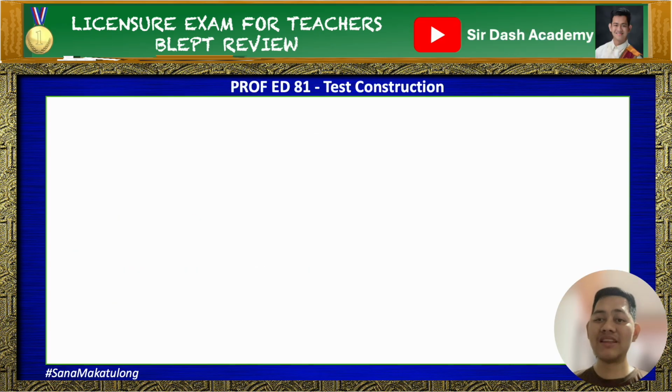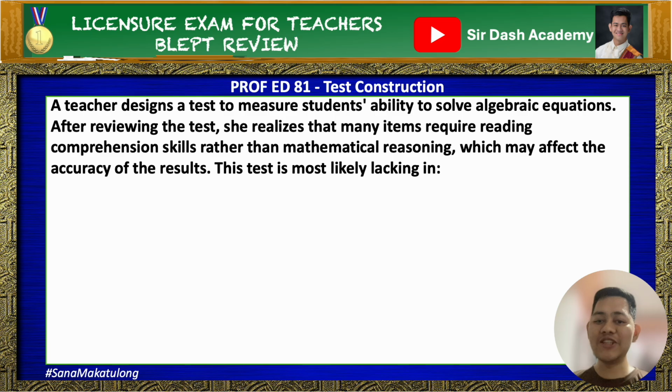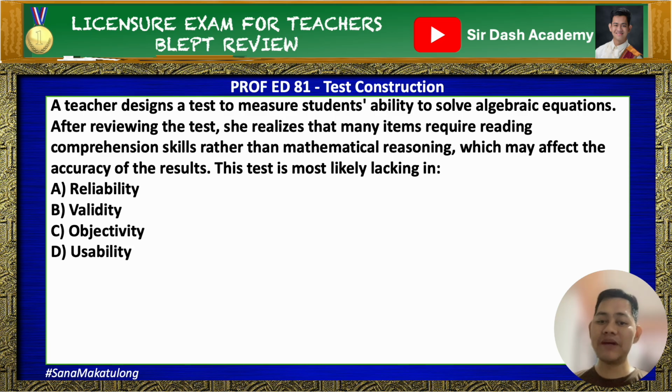Prof Ed 81, Test Construction. A teacher designs a test to measure students' ability to solve algebraic equations. After reviewing the test, she realizes that many items require reading comprehension skills rather than mathematical reasoning, which may affect the accuracy of the results. This test is most likely lacking in A. Reliability, B. Validity, C. Objectivity, or D. Usability. Pause this video and try to answer it on your own. Go!